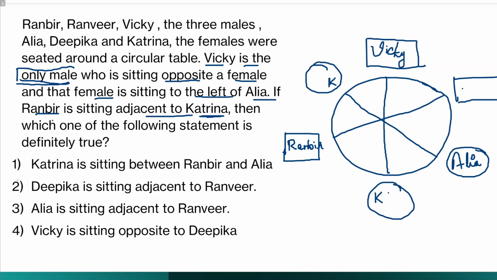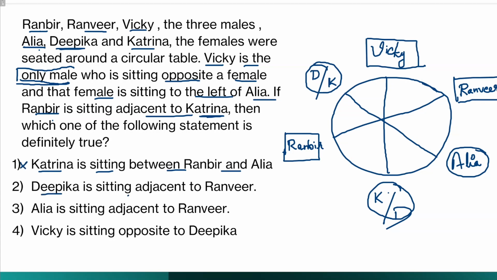We have taken care of all the data. Now we know the place for Ranveer. How about Ranveer? Can I be sure Ranveer will be sitting in this place? You have only 1 male left, so Ranveer comes here. So either Deepika is over here or Deepika is over here. We don't know Deepika's place. Let's move on to the statements. So the first statement says Katrina is sitting between Ranveer and Alia. Now you don't know where Katrina is sitting. So you cannot be sure.